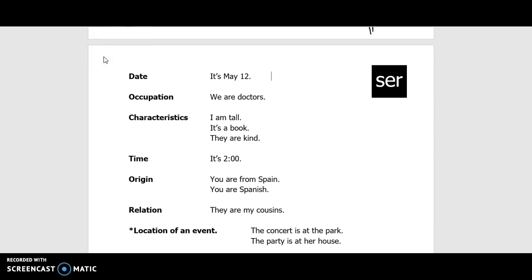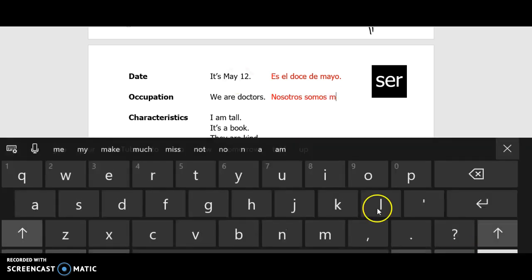Let's do some examples of ser. So the date, it's May 12th. Es el 12 de mayo. Okay, that's the date. Occupation, that will be something along the lines of we are doctors. So nosotros somos is the form that goes with nosotros. Doctors, médicos.